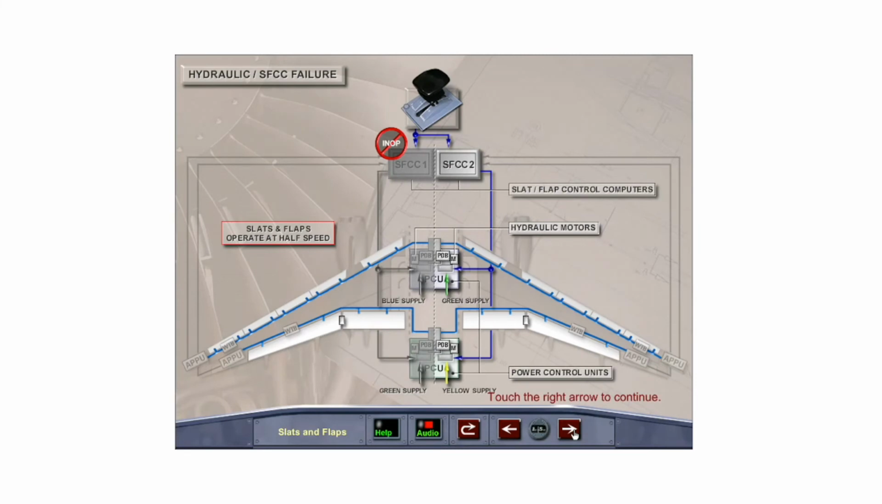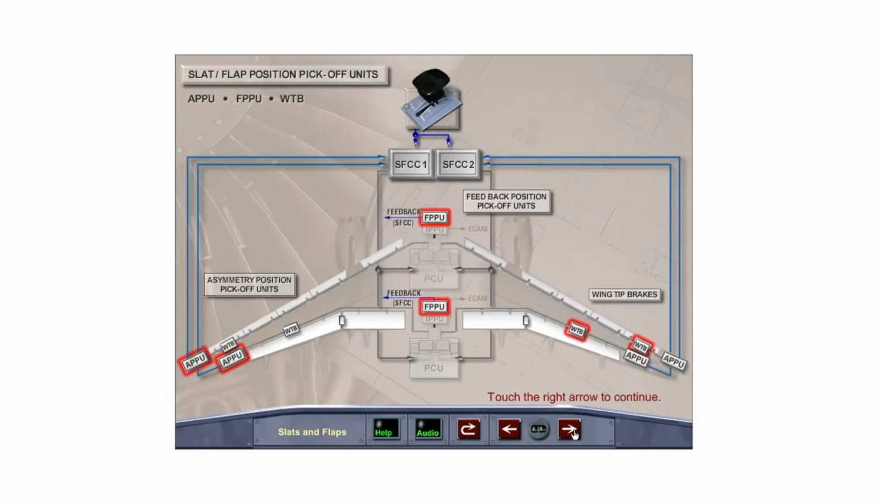With the failure of one of the associated hydraulic systems or one of the SFCCs, the corresponding slats and/or flaps will operate at half speed. The SFCCs continuously monitor asymmetry position pickoff units, or APPUs, and feedback position pickoff units, or FPPUs, which measure slat and flap position for asymmetry, runaway, uncommanded movement, and other failure conditions.